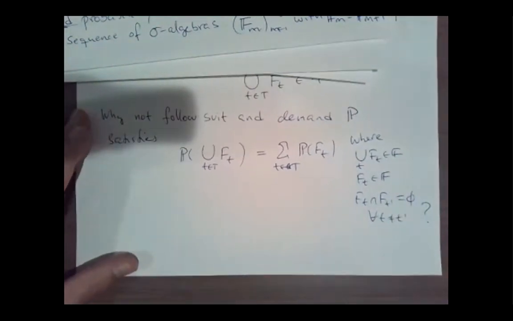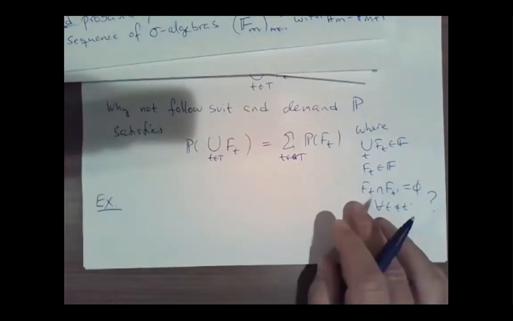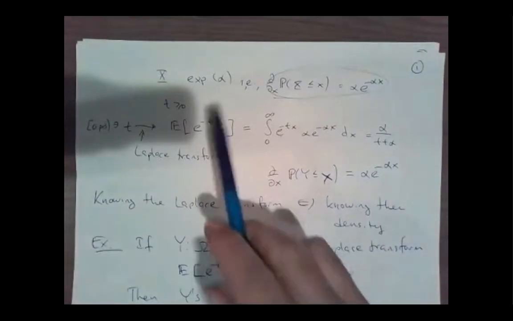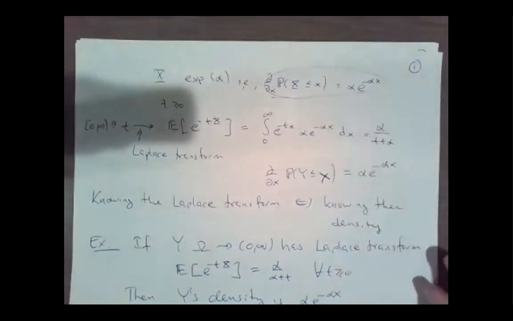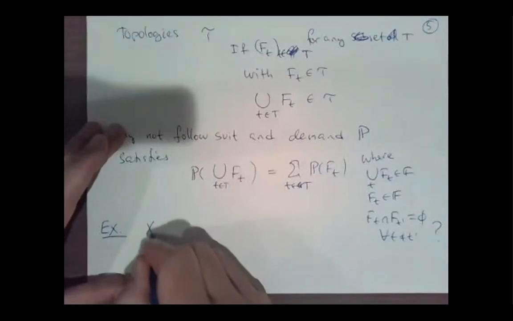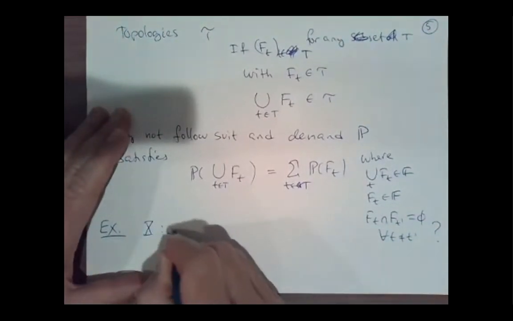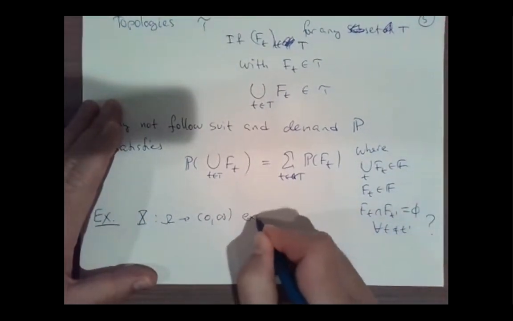Why not do this? Well, let's look at an example. And this goes back, we can use the example we had in the very first few minutes of tonight's lecture, right? We were playing with the exponential. Okay, so the exponential is a random variable that takes positive values. And it has this density. So then, if I take such a random variable, so I take X going from omega into 0 to infinity, exponential.